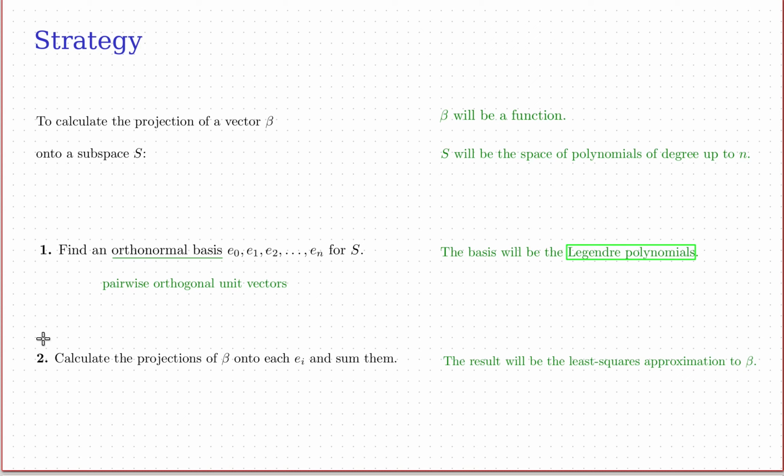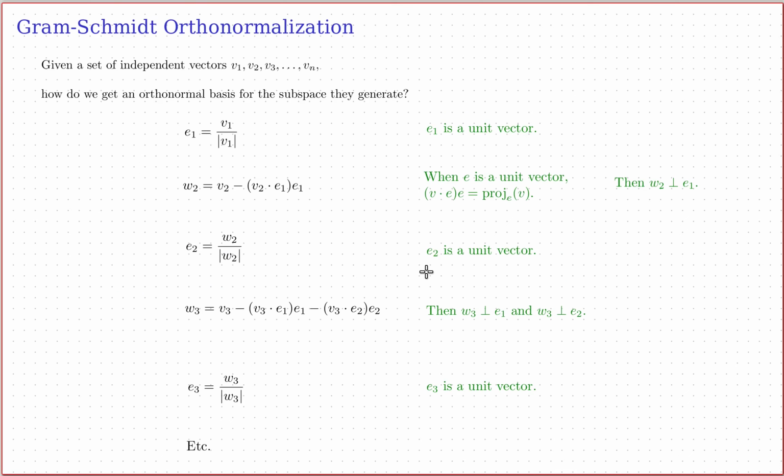I've already talked about how to compute the projection of one vector onto another. The only thing we haven't addressed yet is how to form an orthonormal basis for a subspace. As you might expect, there's a way to do that. You probably discussed this in linear algebra. It's called the Gram-Schmidt orthonormalization process.